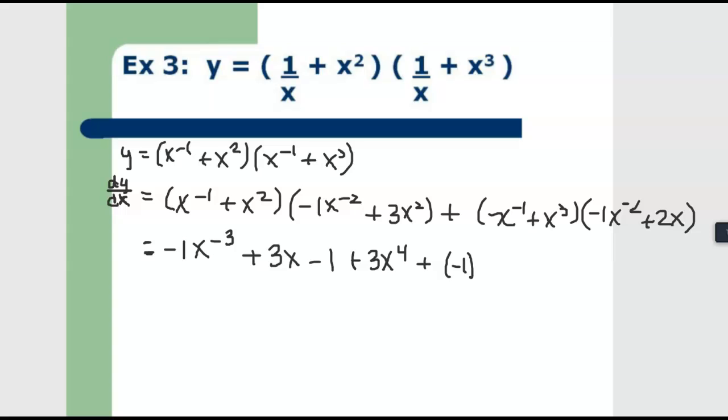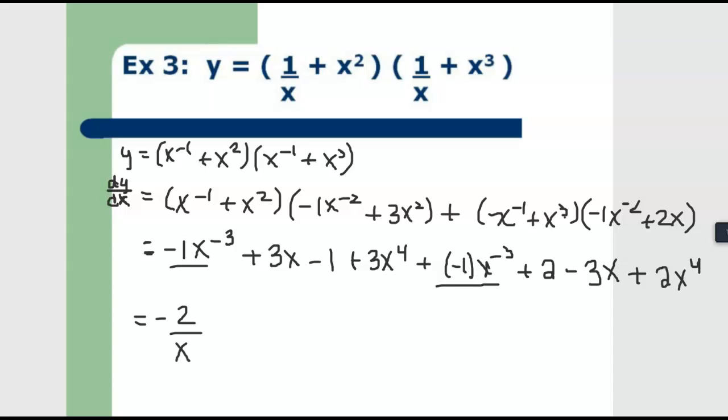X to the negative 1, x to the negative 2, gives x to the negative 3. X to the negative 1 times x is x to the 0 again, which is 2. Minus 3x, because 3 minus 2 is 1. Plus 2x to the 4th. Combining like terms, negative 1x cubed and negative 1x to the negative 3 give negative 2 over x cubed.